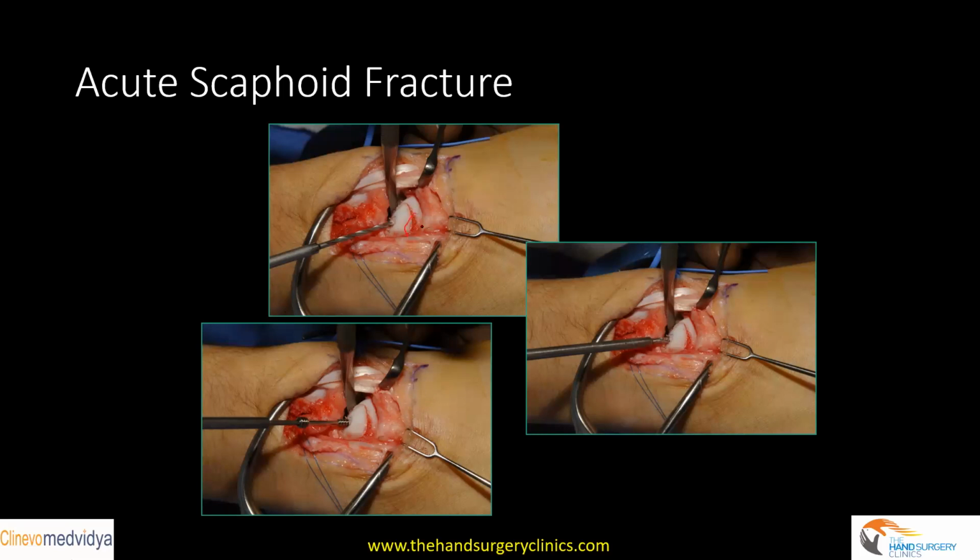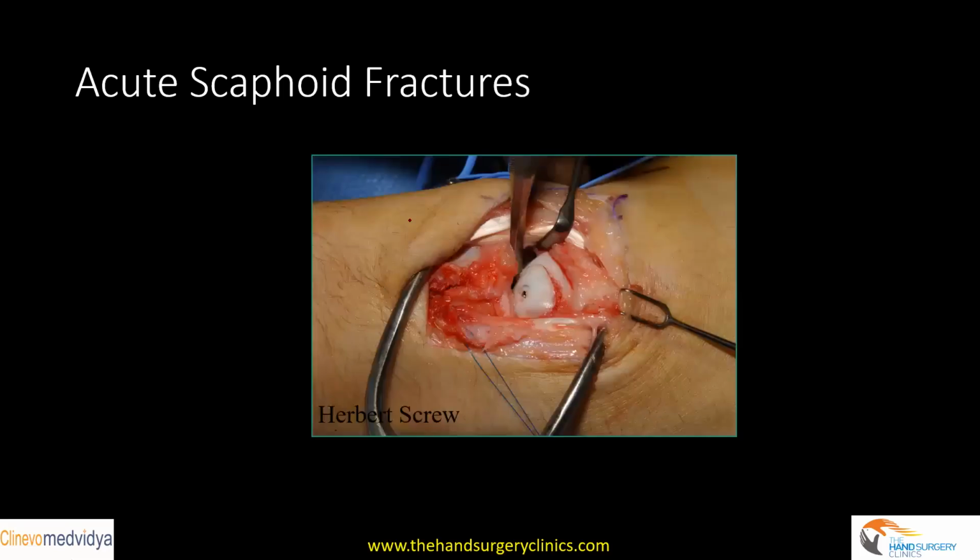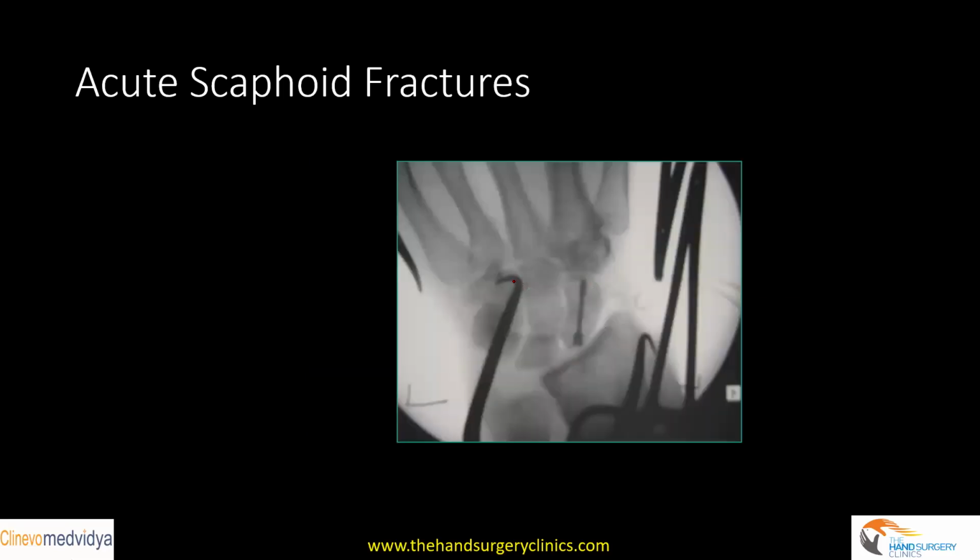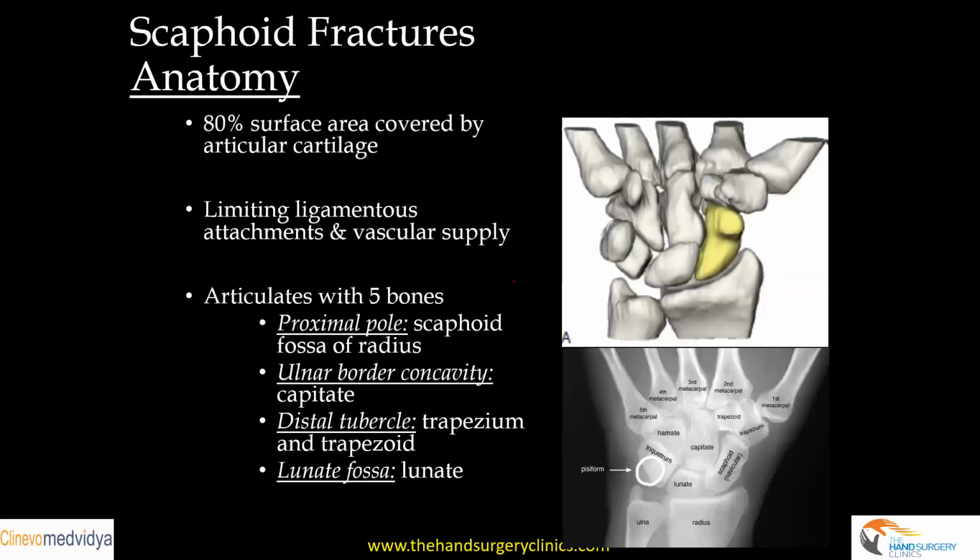You can see the morselized cancellous bone graft that has been packed into the non-union site. And then you put in a Herbert screw or headless compression screw, taking care that the screw is completely subchondral. And then you can see in the immediate intraoperative imaging that the screw is very well placed on the long axis of the scaphoid. So with that brief introduction to a very typical case scenario that you might see in clinical practice, let us now get into the details of scaphoid fractures, beginning with the anatomy.